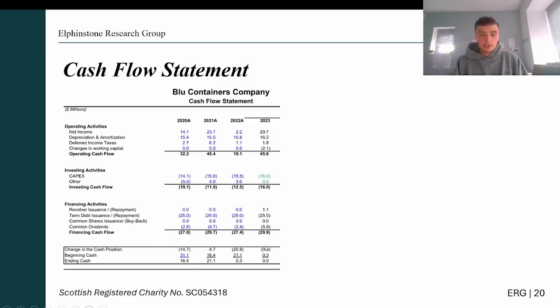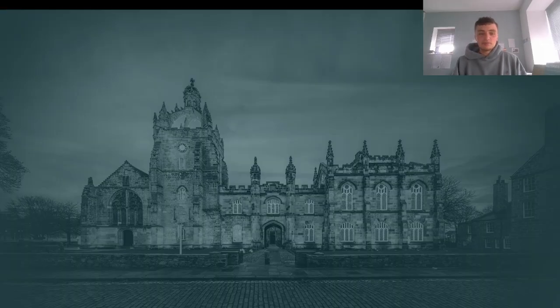The net change in cash position is found by taking off the investing cash flow and the financing cash flow from the operating cash flow. And that change in cash position ultimately changes the amount of cash on your balance sheet.